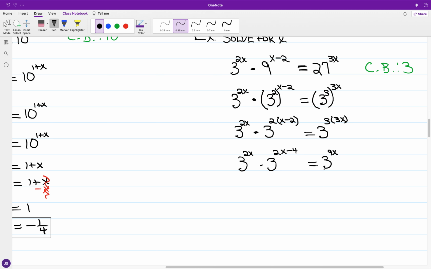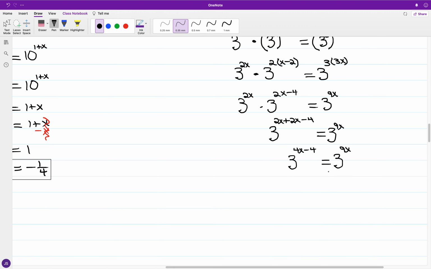Now I've got one base 3 term on the right, but I have two on the left, and what I want to do here is make this into a single base 3 term. This will be done by taking the base 3 and adding the exponents together, using the product property. So we're now going to have 3 to the 2x plus 2x minus 4, which makes 3^(4x-4), equal to 3^(9x). I now have single base 3 terms, and I can set the powers equal to each other.